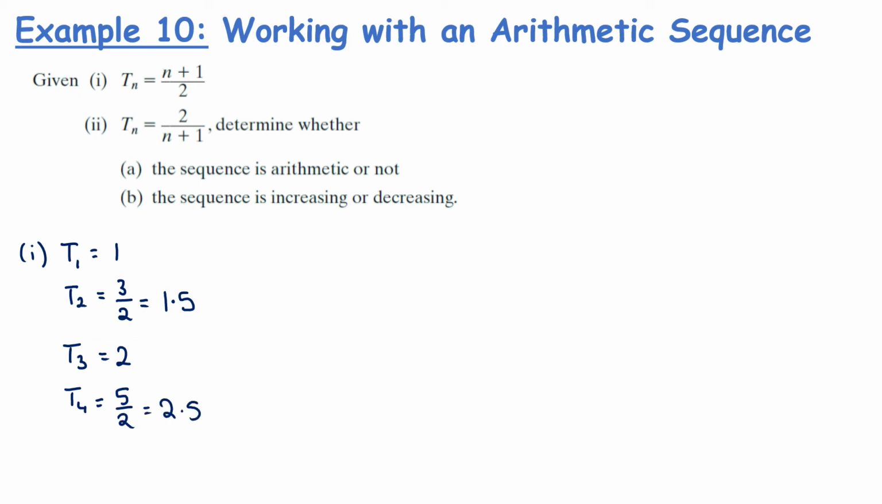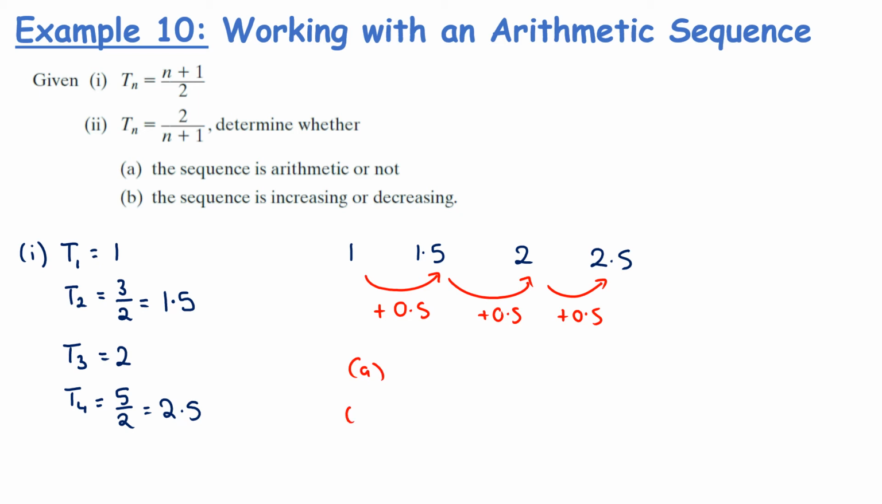So let's take a look at that sequence. 1, 1.5, 2, 2.5. Okay, so each time here, we're adding a half, or 0.5. Okay, so we can say that A, it is arithmetic, and is the sequence increasing or decreasing? Yes, it is increasing.